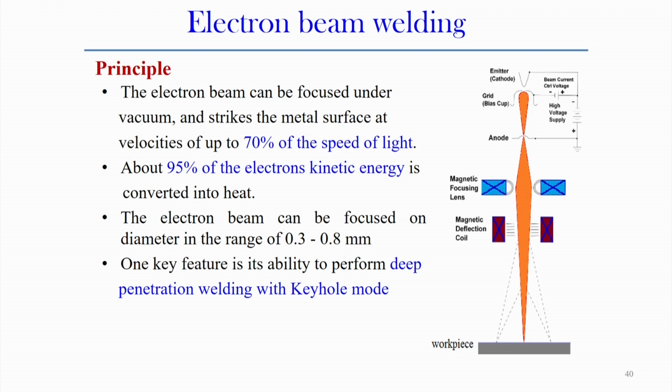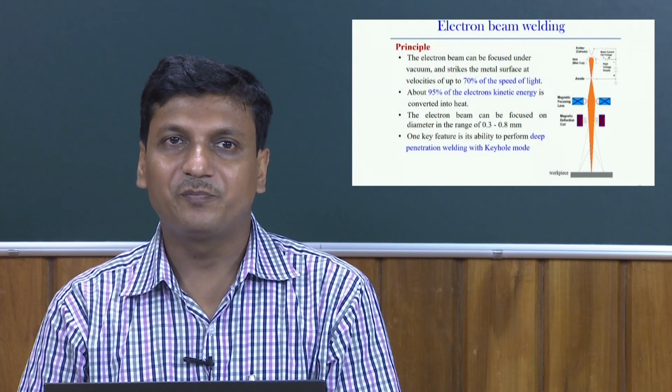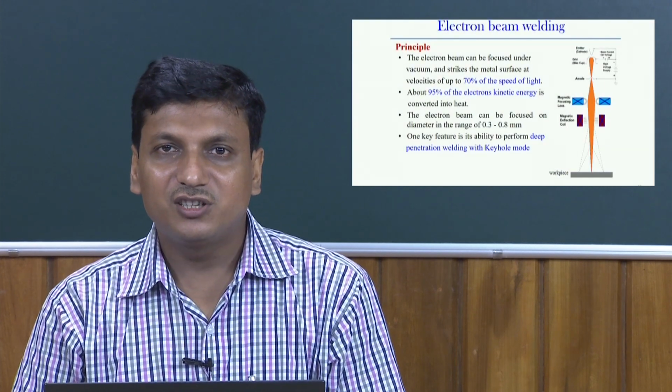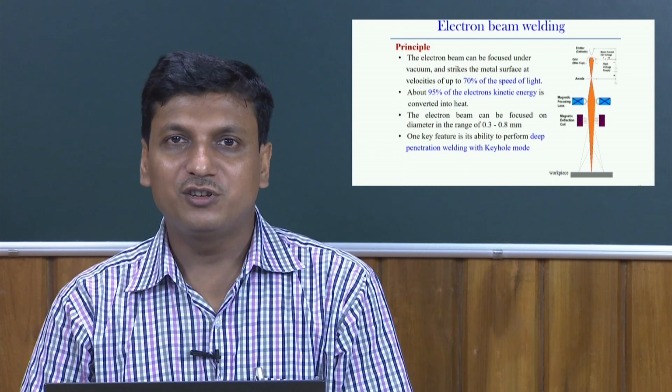Then the electron beam can be focused to a diameter in the range of 0.3 to 0.8 millimeter, that means 300 micrometers to 800 micrometers. Of course, this focusing can also be done using the laser process. With this focusing diameter, the concentration of the electrons can create a high amount of energy, and that energy is able to produce deep penetration welding with the formation of the keyhole. So, both laser welding and electron beam welding can create the keyhole, and that keyhole helps to penetrate very deep.